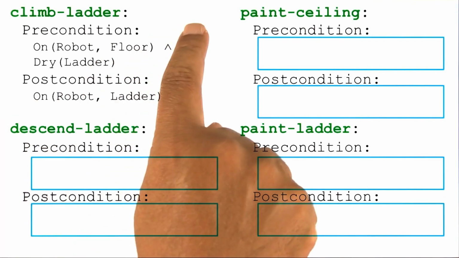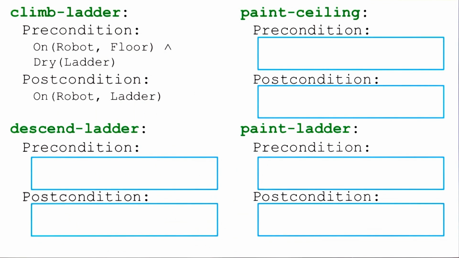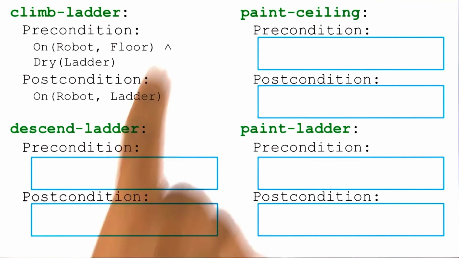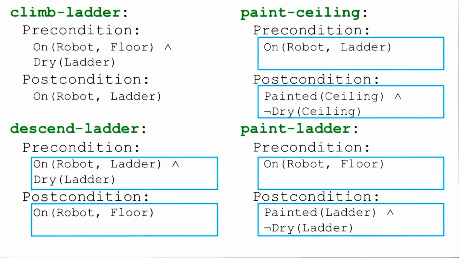Now that we have learned how to specify an operator such as climb ladder, let us do some exercises about how to specify other operators like descend ladder, paint ceiling, and paint ladder. In these boxes, please write down the preconditions and the postconditions in the same notation. David, what did you come up with?